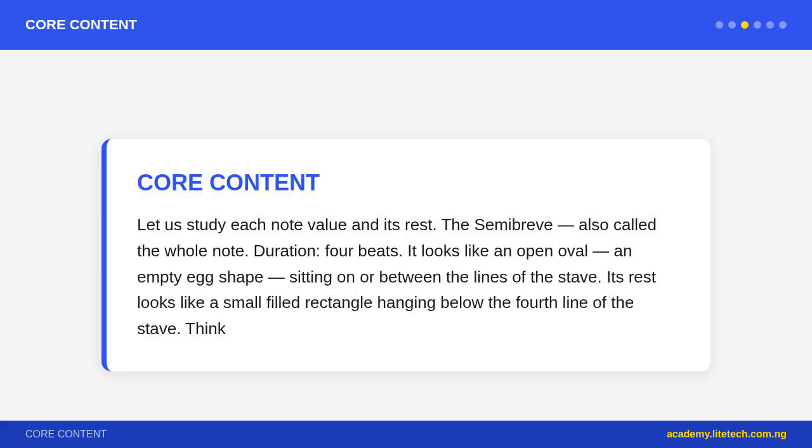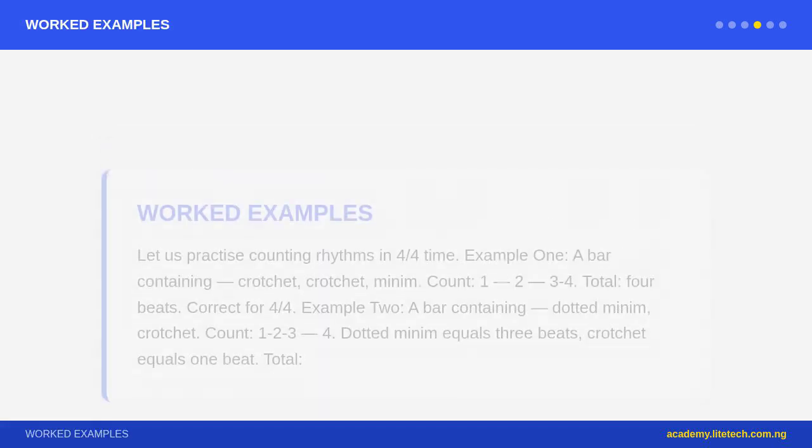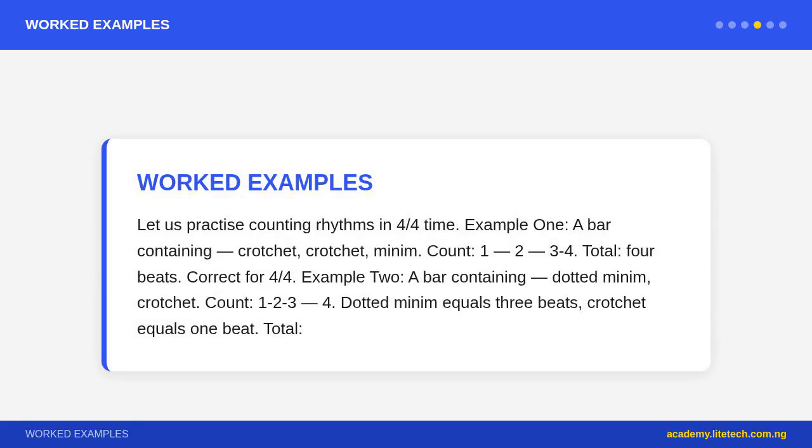Minim equals 2 beats. Crotchet equals 1 beat. Quaver equals 1/2 beat. And from this we can see, 1 semibreve equals 2 minims equals 4 crotchets equals 8 quavers. Now let us learn 2 special concepts: dotted notes and ties.